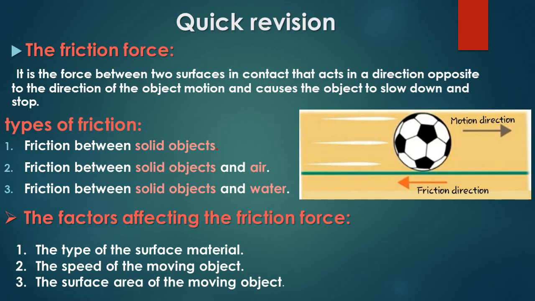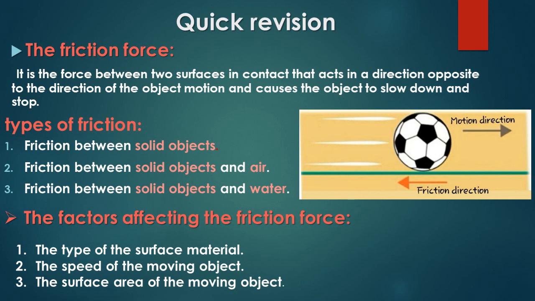Then what we have studied today is the definition of friction force, which is the force between two surfaces in contact that acts in a direction opposite to the direction of the object's motion and causes the object to slow down and stop. Also, we have studied the types of friction, which are number 1, friction between solid objects, number 2, friction between solid objects and air, number 3, friction between solid objects and water. We only have studied the first type.